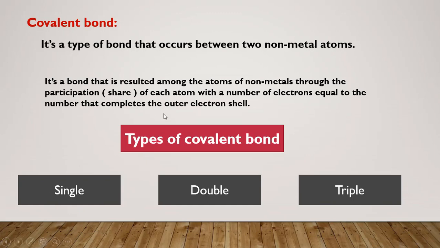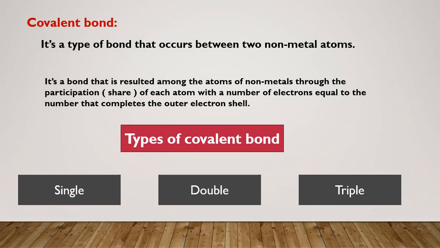The covalent bond is a bond that results among the atoms of non-metals through the participation, the sharing of each atom with the number of electrons equal to the number that completes the outer electron shell. Again, it's a bond that resulted among the atoms of non-metals through the participation or sharing of each atom with a number of electrons equal to the number that completes the outer electron shell or the outer energy level.